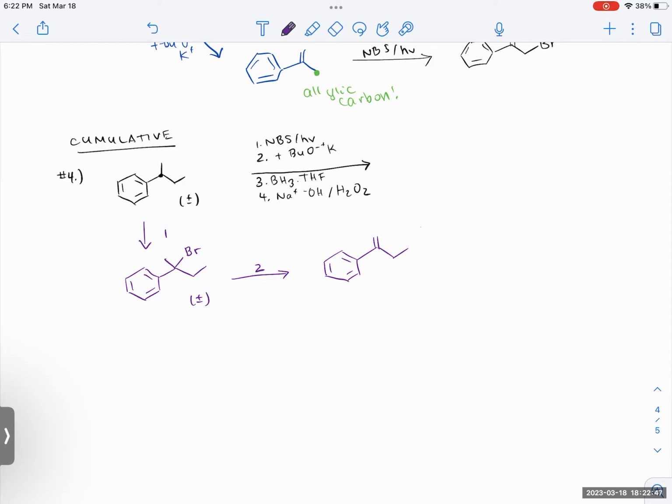And then our third and fourth step happen together. So are we adding OH to the more substituted side or the least substituted side of the alkene? Least substituted. That's correct. And then the plus minus comes back because we again have a chiral center. So notice how there's no plus minus here.